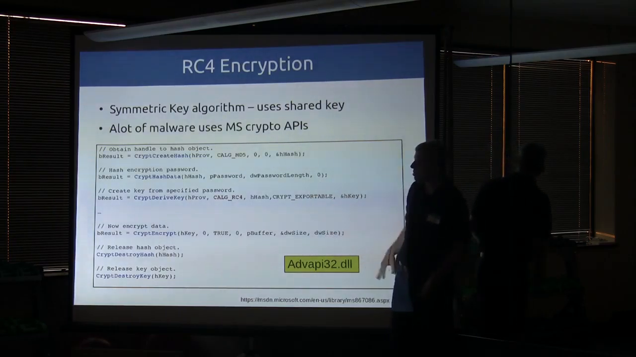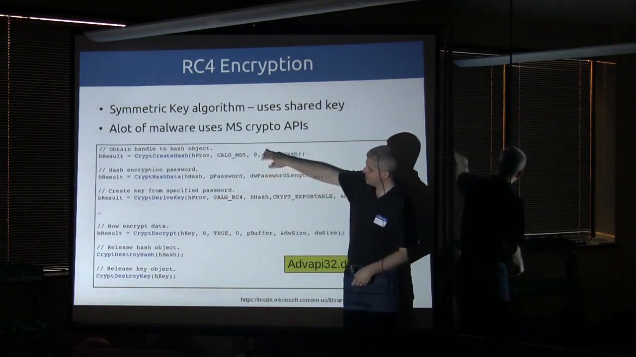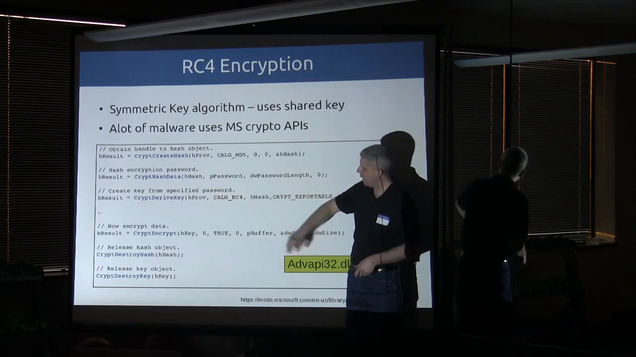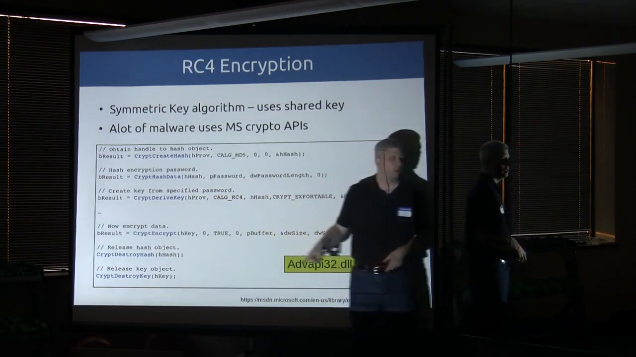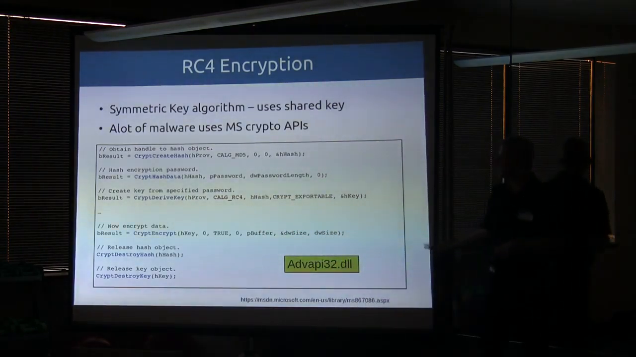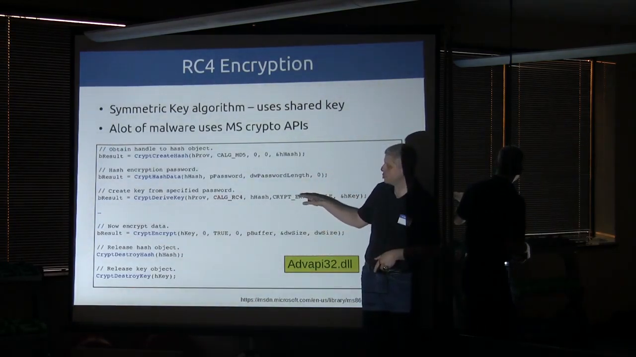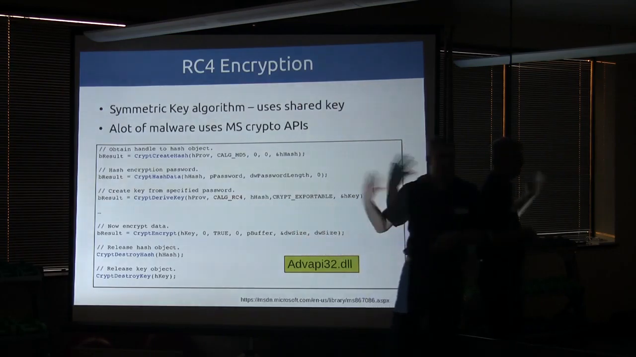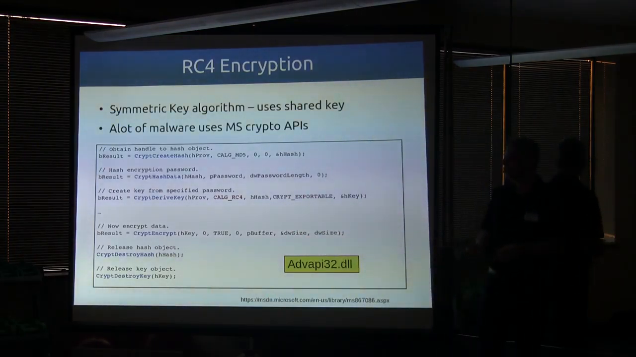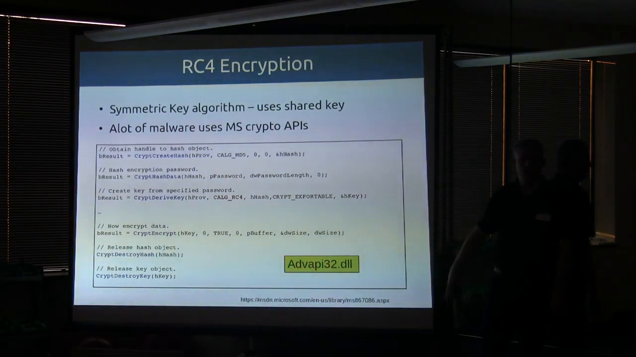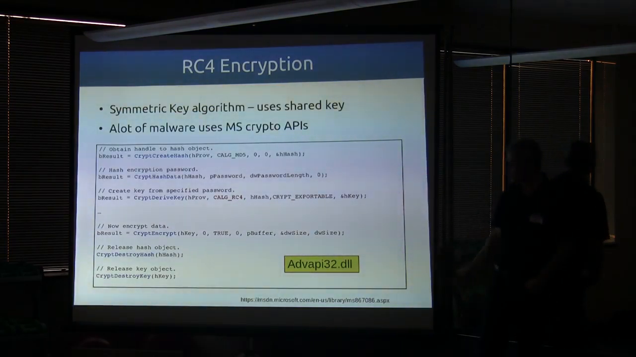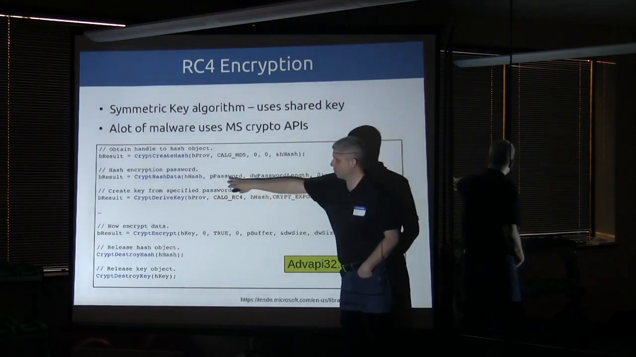Because the way this works is it creates a handle to a hash object, and then it creates a hash of the password. The password you give it usually creates an MD5 hash of the password, and then uses that hash to derive an RC4 key, and then it encrypts the data with the key. So all we have to do is figure out what this password is, and then we can write our own C++ code or whatever scripting language you want to use to decrypt it. So this is what we're after right now. We're looking for what this password is.